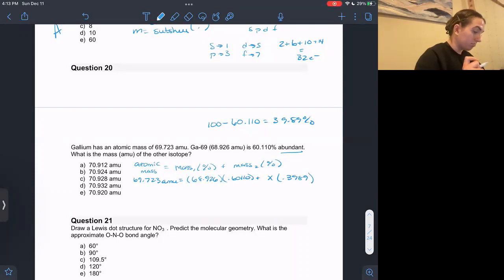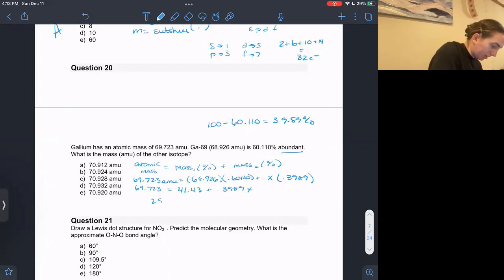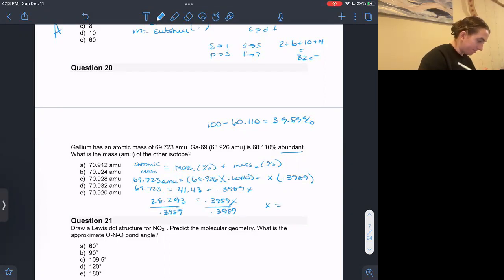Yeah, that looks good. So I'll do 68.926 times 0.60110. 69.723 is equal to 41.43 plus 0.3989 times X. Okay, so then it's 28.293 equal to 0.3989 X. So X would equal 70.93, somewhere around there. 70.9, I need to do more decimal points. 70.928. Here we go. C. Happy with C.